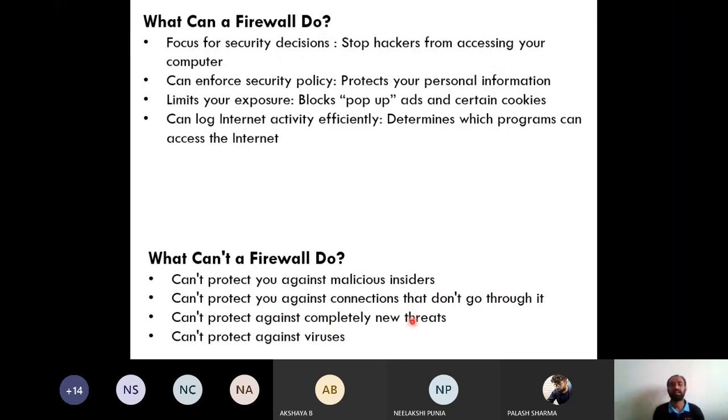What exactly the second and third points mean is that when I installed and configured my device with some firewall, that firewall may have a set of rules and a set of security policies, but later on the malicious hackers or malicious attacks may be updated, and I didn't upgrade my firewall. In such a case, my firewall will be helpless to control such upgraded attacks. So those are the things which cannot be done by the firewall, and these are the things which can be done by the firewall.